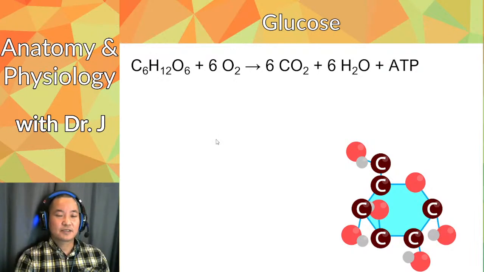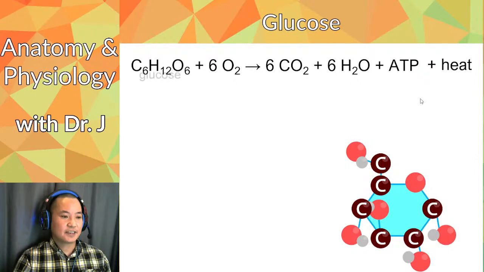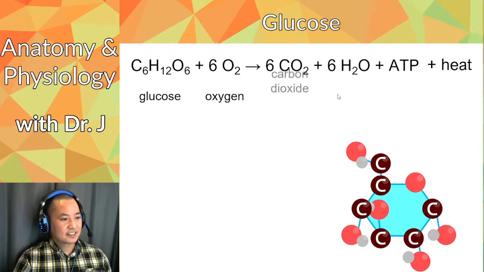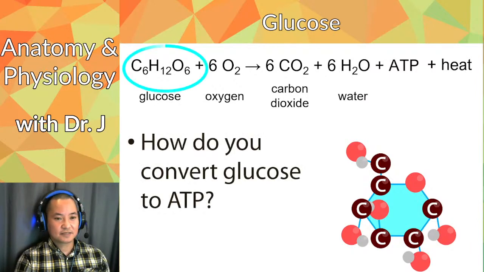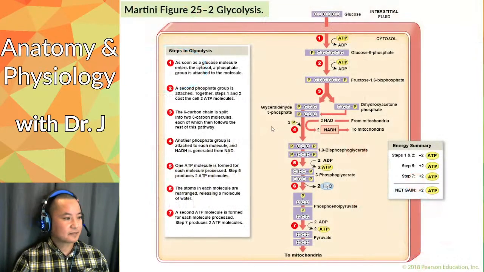But this relates to an equation that might be very familiar to you. Glucose is combined with oxygen and then metabolized into carbon dioxide, water, and energy in the form of ATP and heat. So this is the classical cellular respiration, or aerobic respiration, equation. But how do you convert glucose to ATP? Well, there are several steps.